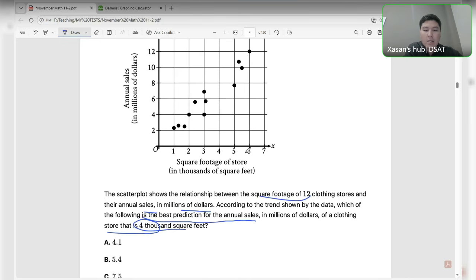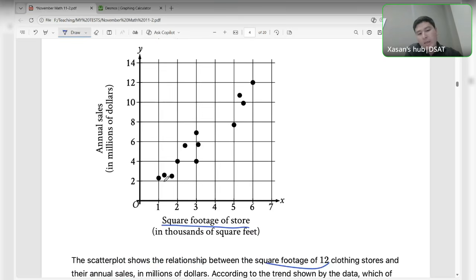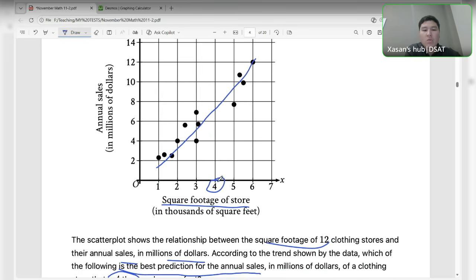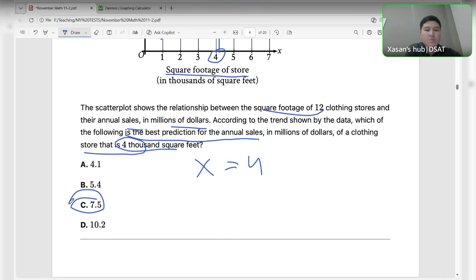Guys, that is just asking the value of Y when X equals 4, because it is in thousands of square feet. And here, guys, based on the dots, the approximate line of best fit is going to be something like this. And when your value of X is 4, the possible Y value is around 7. Yeah, the answer is C.